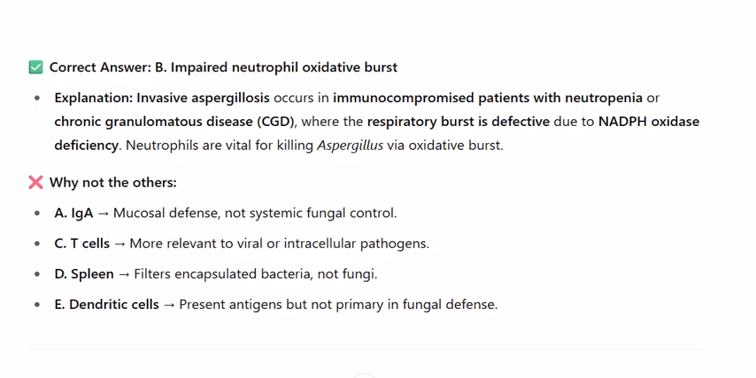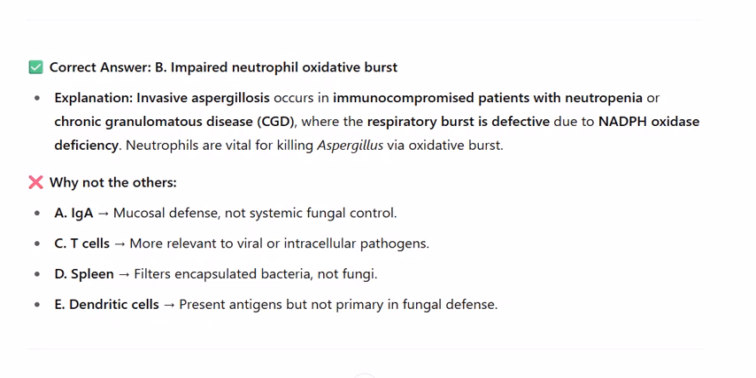Why not the others? A. IgA is for mucosal defense, not systemic fungal control. C. T cells are more relevant to viral or intracellular pathogens. D. The spleen filters encapsulated bacteria, not fungi. E. Dendritic cells present antigens but are not primary in fungal defense.